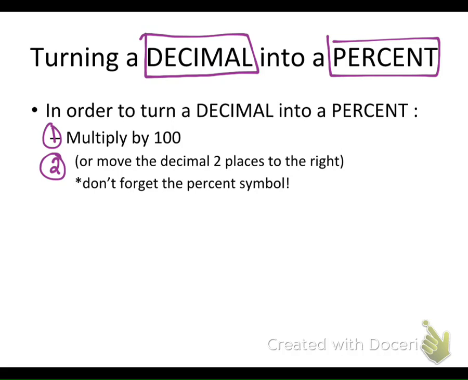All right, let's go to our example sheet. So we're on example number 5. I have 0.24, or 24 hundredths. I want to change this decimal to a percent. Move it over to the right and then just put 24%.